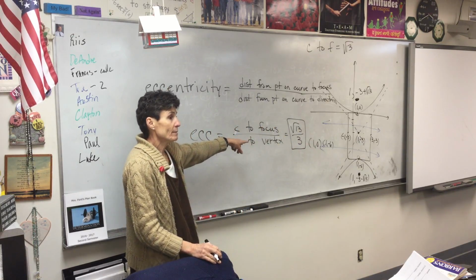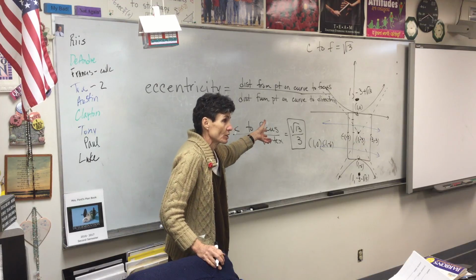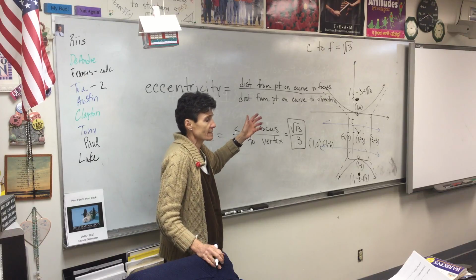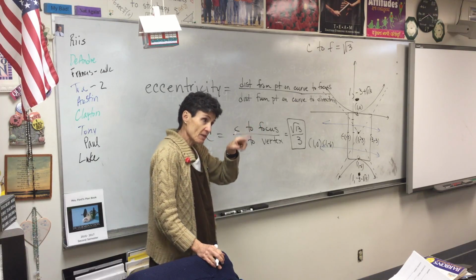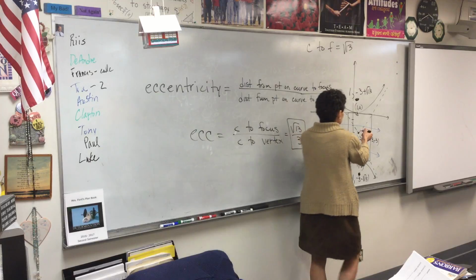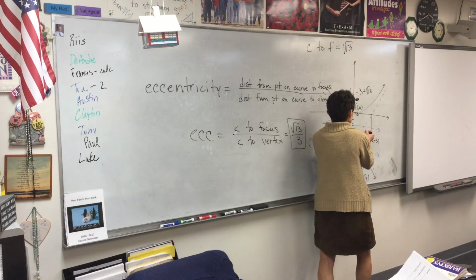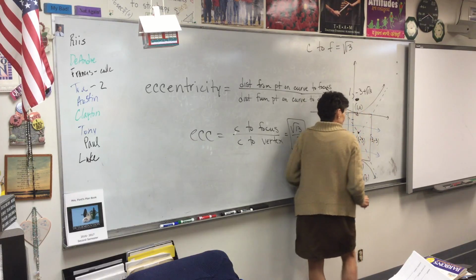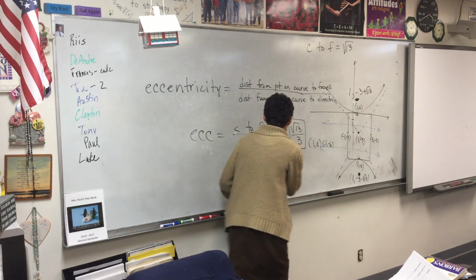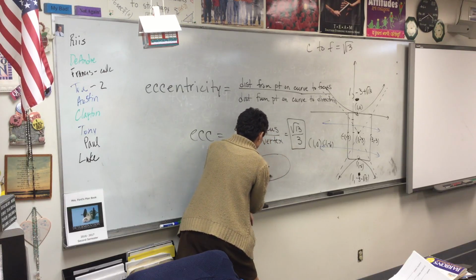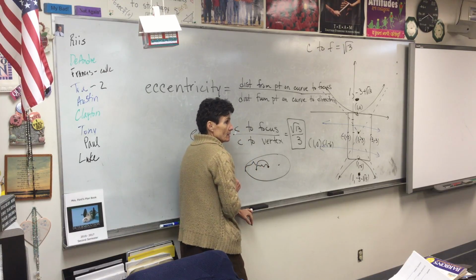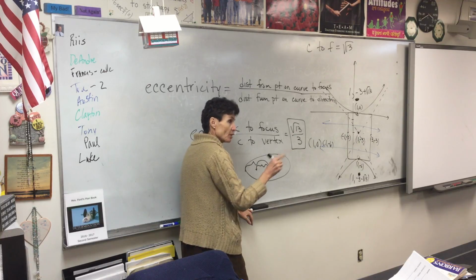Now, what can you tell me about the size of that fraction? Is that fraction bigger than 1 or less than 1? Think about it. In a hyperbola, does it make sense that center to focus over center to vertex will be a number bigger than 1? Yes. Now, let's think about our friend the ellipse. Center to focus over center to vertex seems less. Tell me about that fraction. That's going to be less than 1.